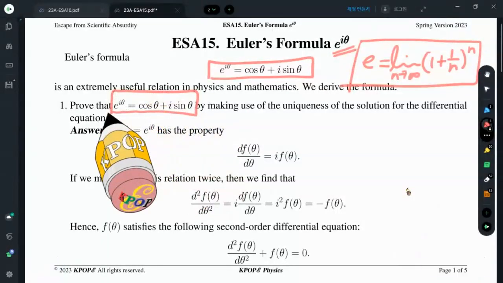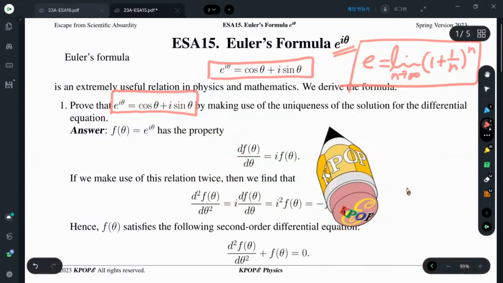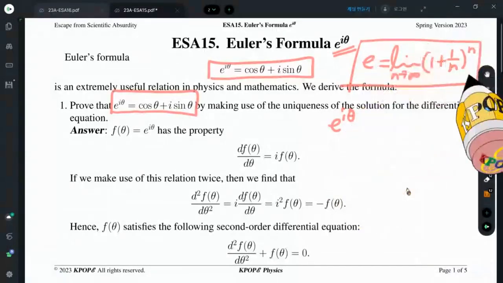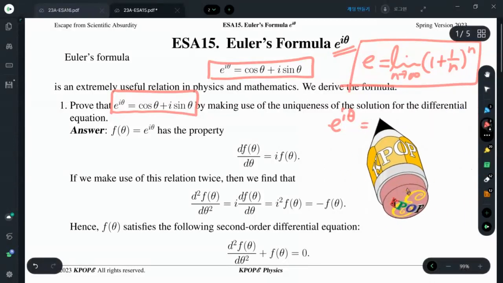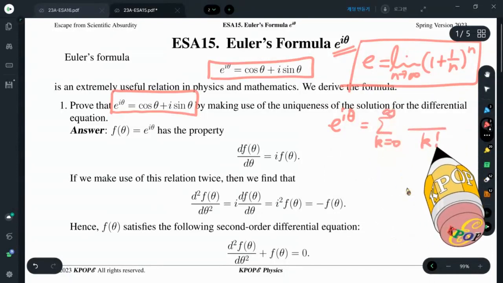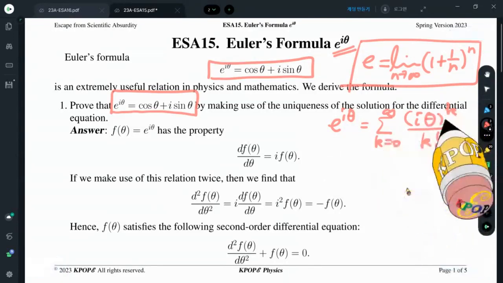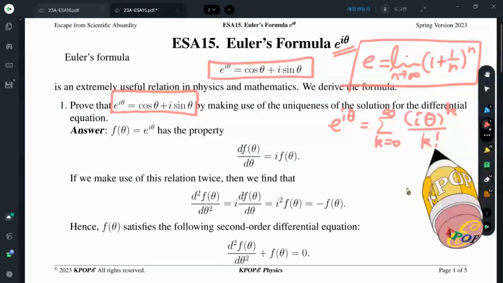There are so many ways to show this. For example, we can expand e to the i theta from this definition by making use of binomial expansion. We will find that it is a kind of power series, and we can divide this one into two pieces. One is even powers, and the other is odd powers.